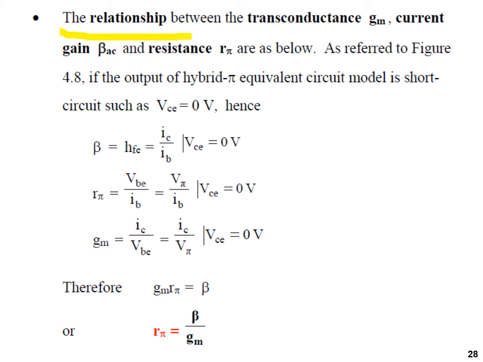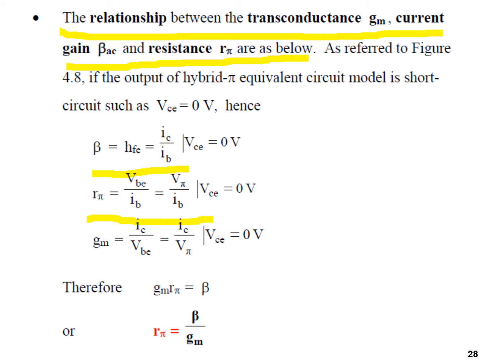The relationship between the transconductance gm, current gain beta and resistance r pi are as below. Beta equals hFE equals IC over IB. r pi equals VBE over IB, equals V pi over IB. And gm equals IC over VBE, equals IC over V pi. Therefore, gm r pi equals beta, or r pi equals beta over gm. This formula you must remember to do your AC analysis.